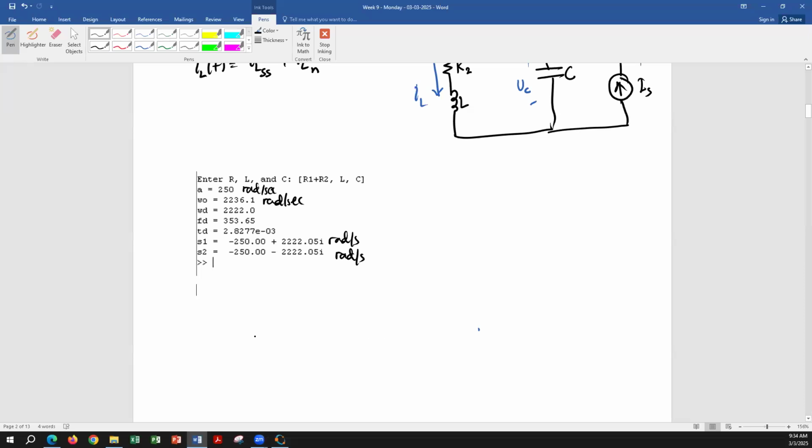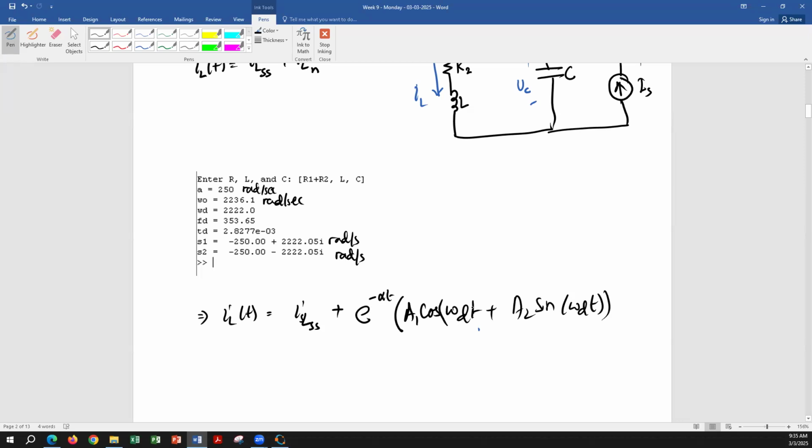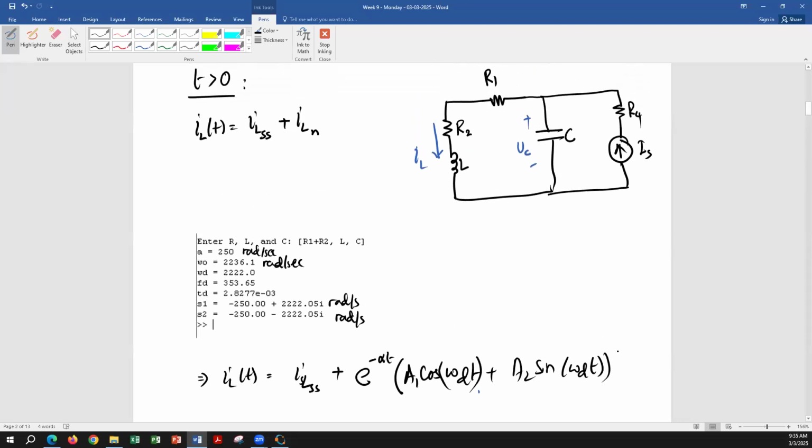Okay, so that means our iL(t) expression is going to be the steady state response plus e to the power negative alpha t times A1 cosine omega d t plus A2 sine omega d t. Since it's an underdamped response, this will be the shape of the response for the natural circuit.